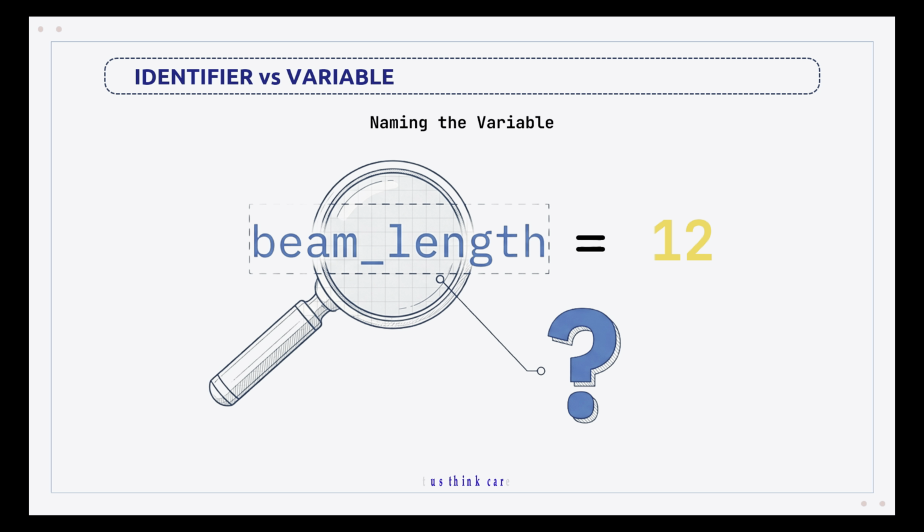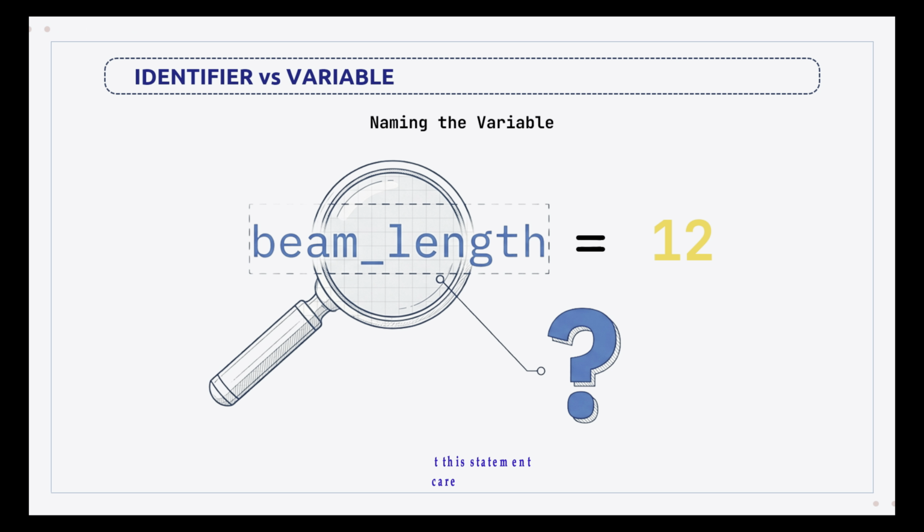Now let us think carefully. If many variables exist inside a program, how do we identify each storage container? How do we know which variable stores beam length, which variable stores traffic volume, and which variable stores cement ratio? For that, Python uses names.